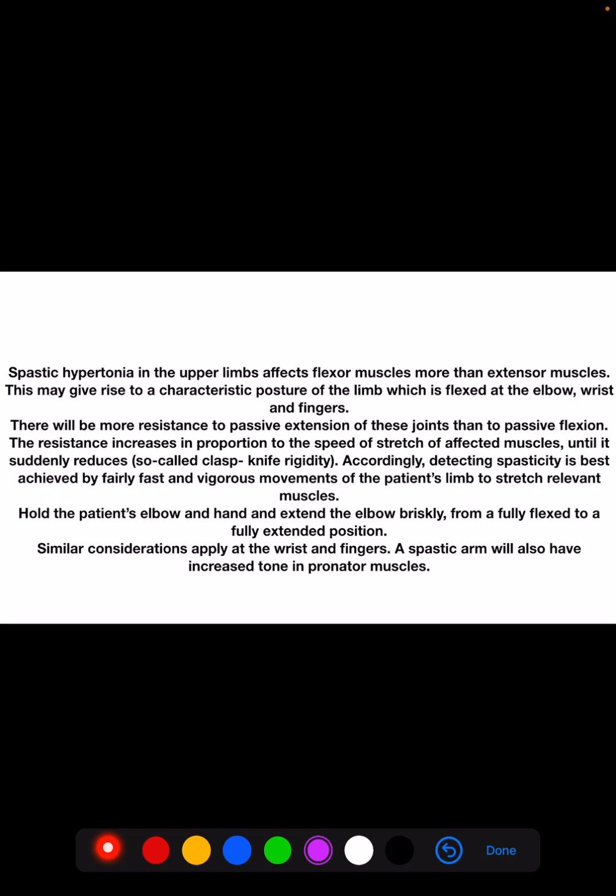So if we take any case of hemiplegia, okay, what will be there? There will be hypertonia and there will be spasticity, okay. So if we take the upper limbs of a patient who's having hemiplegia, there is a weakness of both the upper limb as well as the lower limb, and associated with that there is hypertonia, okay.